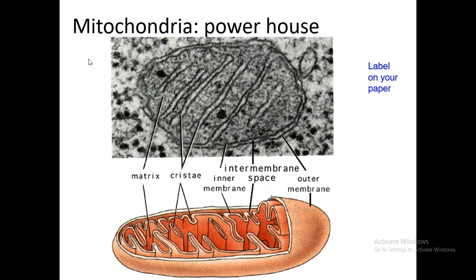Okay, a little review of the mitochondrion. This is the appearance of the mitochondrion under the electron microscope. When drawn, it looks like this. Remember that this is the matrix, these folds are the cristae, then the outer membrane, and then the inner membrane. Okay.